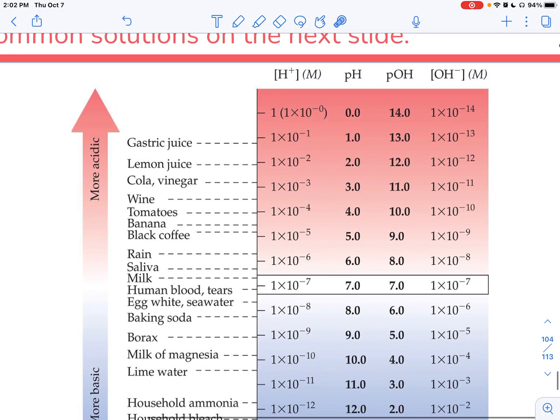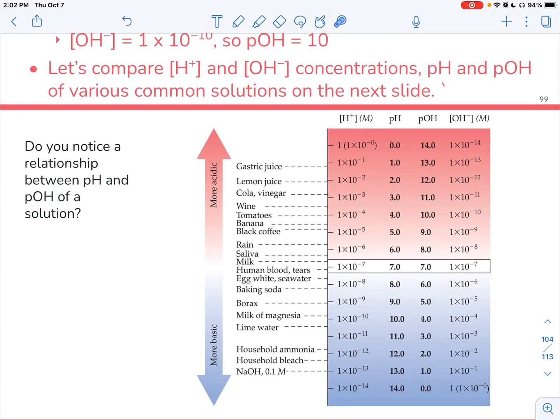And this one tells you the pH and pOH of some different substances. If you look at all of them, you can see they all add up to 14. And that's true. If you have the pH of any substance, you can take 14 minus that and get the pOH, and vice versa. If you have the pOH, you take 14 minus that and you get the pH.